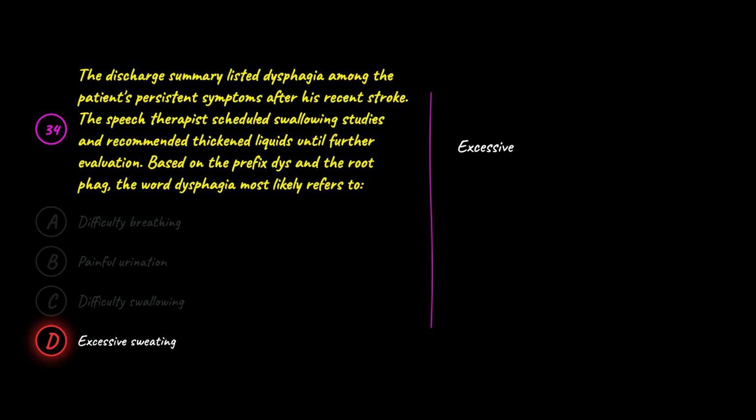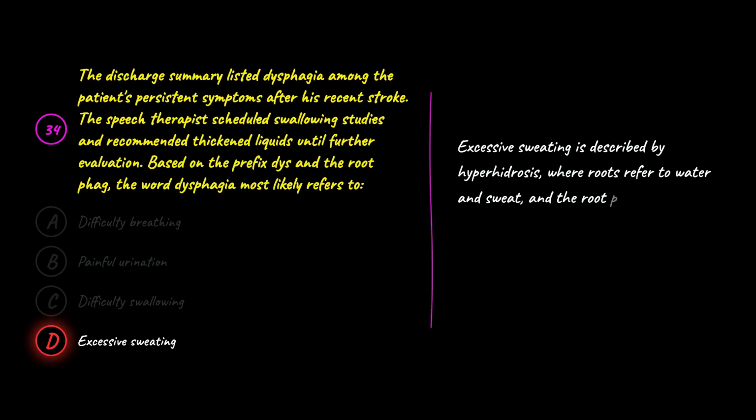D is wrong because excessive sweating is described by hyperhidrosis, where roots refer to water and sweat, and the root phag does not refer to sweat at all. So this option fails the word part analysis the question requires.